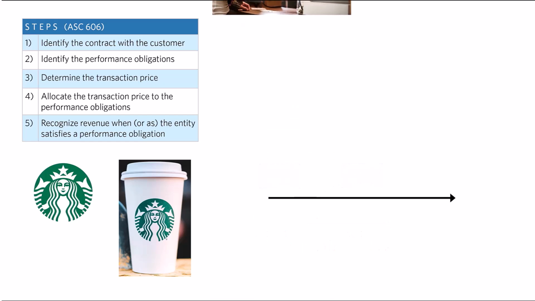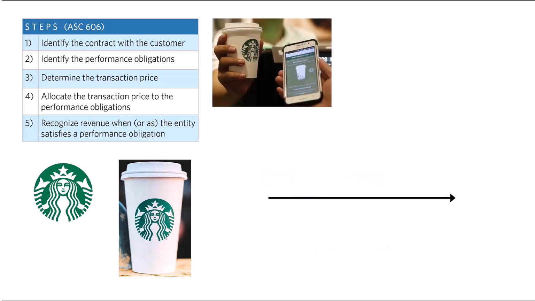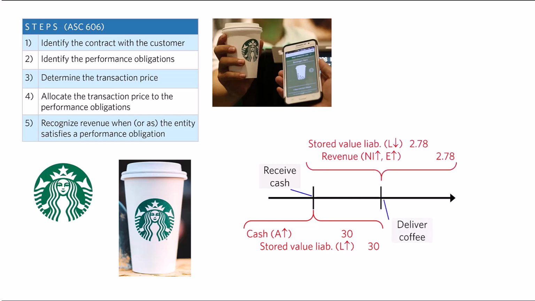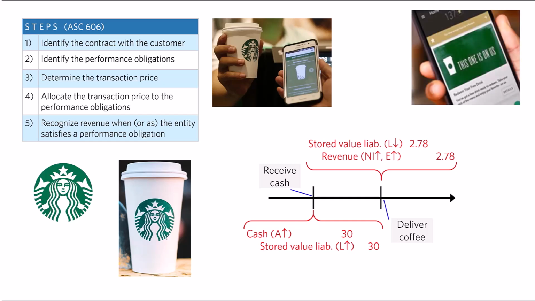Now suppose that someone pays with the app in the embedded Starbucks card. The performance obligation and the prices are the same, but the timing differs. When Starbucks receives money, say $30, it has not satisfied any performance obligations, but has a deferred revenue liability to the customer, which Starbucks calls a stored value liability. We can relatively easily allocate the price to the performance obligations because it is the price of the coffee. When Starbucks delivers a $2.78 cup of coffee, it has satisfied $2.78 worth of the performance obligations and accordingly recognizes $2.78 of revenue. But wait, it's not quite that easy.